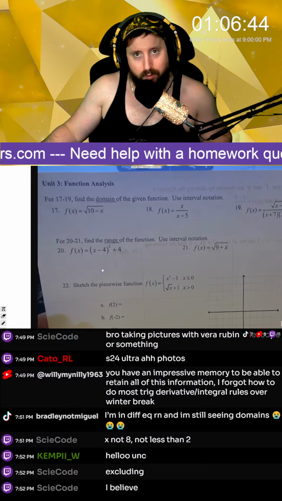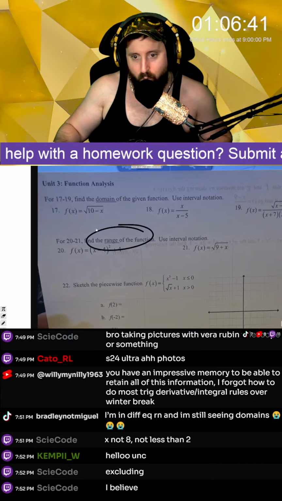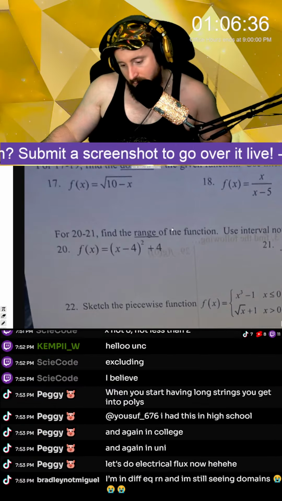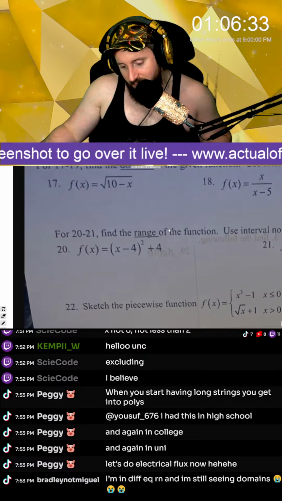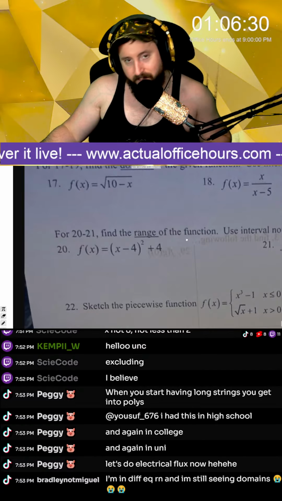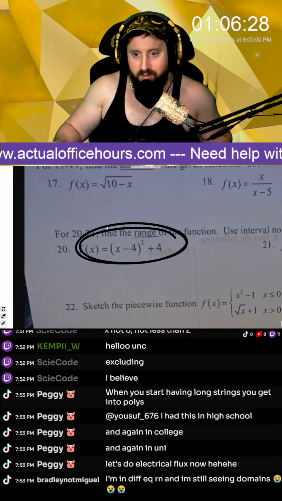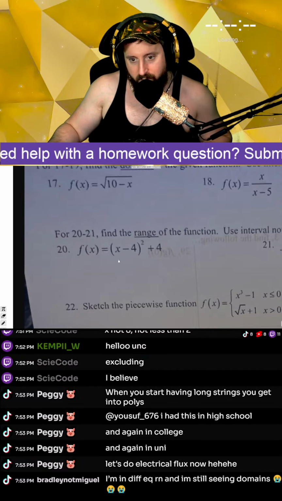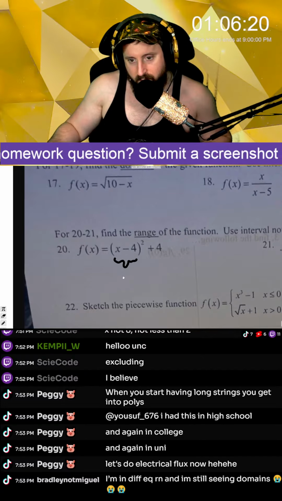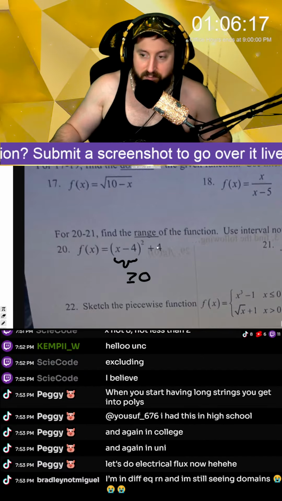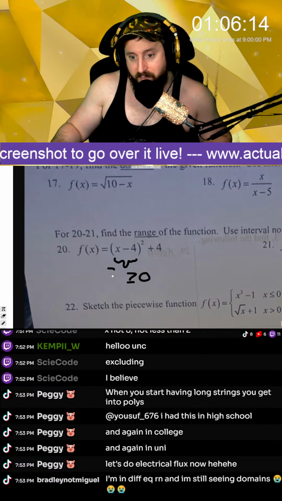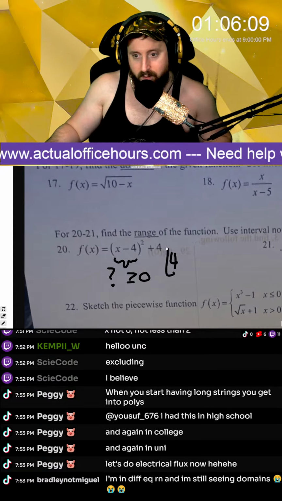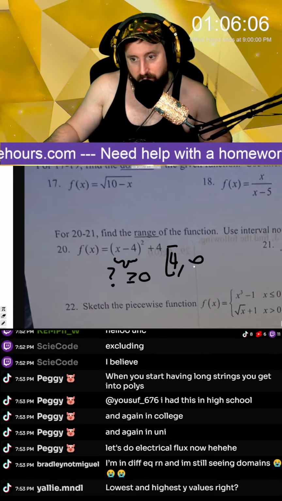Right. And then you have range of functions, right? Range is just saying what the y values are. I like to think about the parts individually. So in this case, something squared is always going to be greater than or equal to 0. So whatever this is is always going to be greater than or equal to 0 because it's something squared. It can never be negative. So you have something always greater than or equal to 0 plus 4. So the lowest this value can be is 4. And then this can just go up to infinity. So this becomes 4 to infinity.